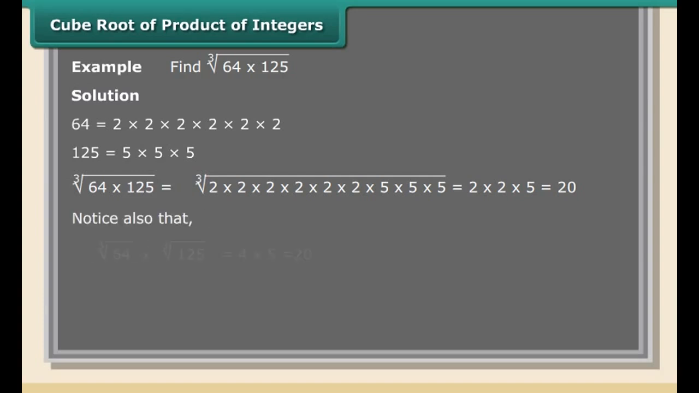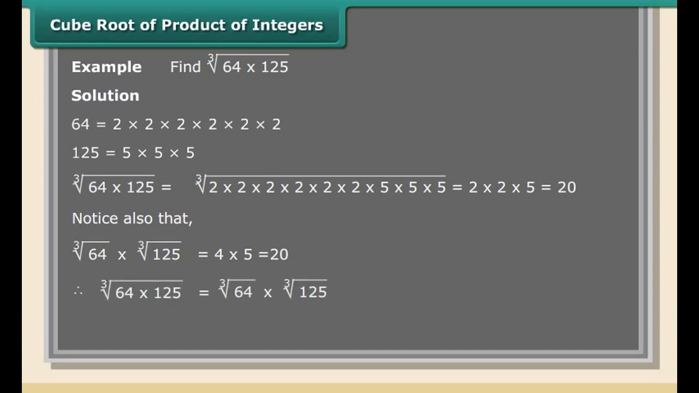Also notice that cube root of 64 into cube root of 125 is equal to 4 into 5, which equals 20. Therefore, cube root of 64 into 125 is equal to cube root of 64 into cube root of 125. In general, cube root of AB is equal to cube root of A into cube root of B.